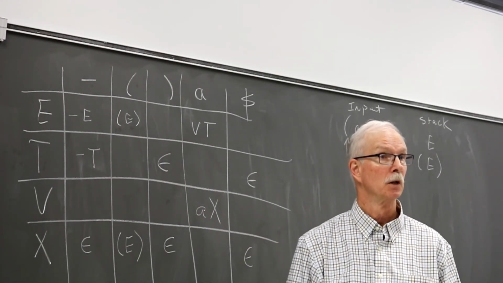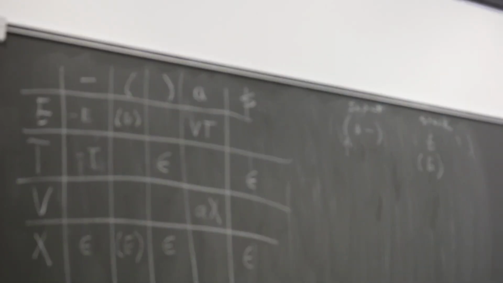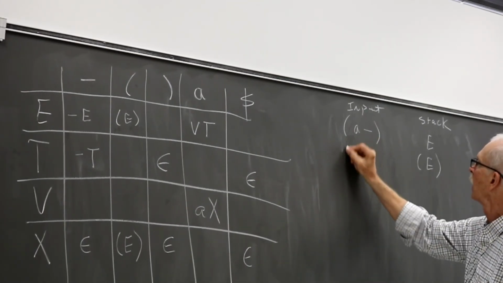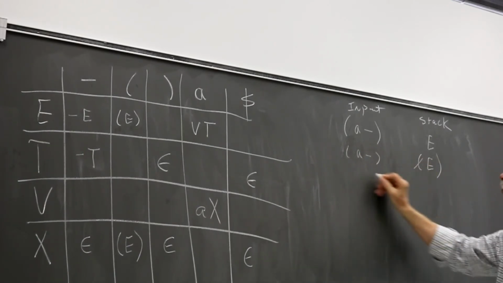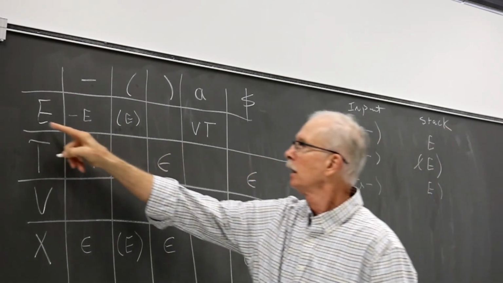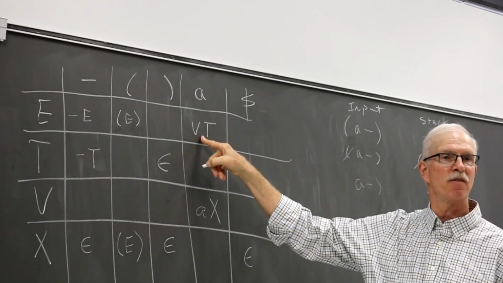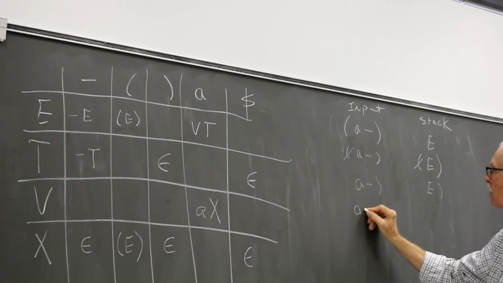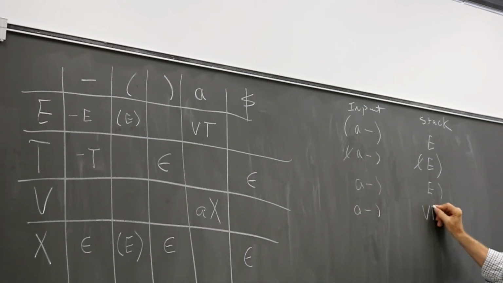Which is what you're doing in your recursive descent parser. You accept a left paren, you call E, ultimately you're going to accept a right paren. But I got it on my stack. All right, so now I've got paren A minus paren. So the parens match, I accept them. Now I've got A minus paren, E paren. So E A says replace the E by VT. And so I get A minus paren, VT right paren.